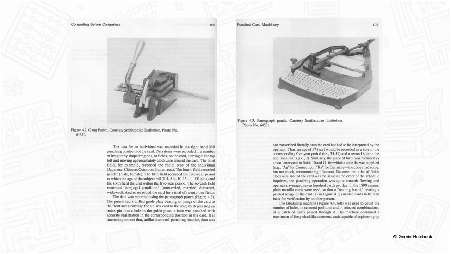To get this data onto the cards lightning fast, workers used some pretty nifty tools. First up was a gang punch, a lever-operated device that stamped repetitive stuff, like a 4-digit district code, into up to 6 cards all at once. Then, for the unique personal details, they used what's called a pantograph punch. Operators would push an index pin into a guide plate, which simultaneously popped a hole in the blank card waiting at the back. It was incredibly smooth. An average operator was suddenly punching 700 cards a single day.